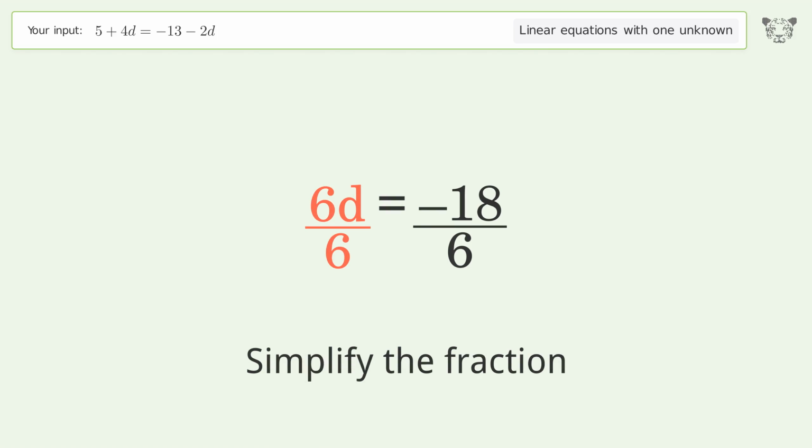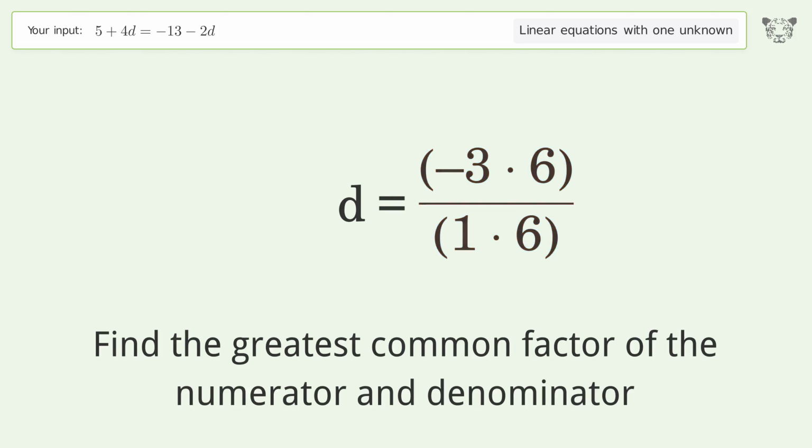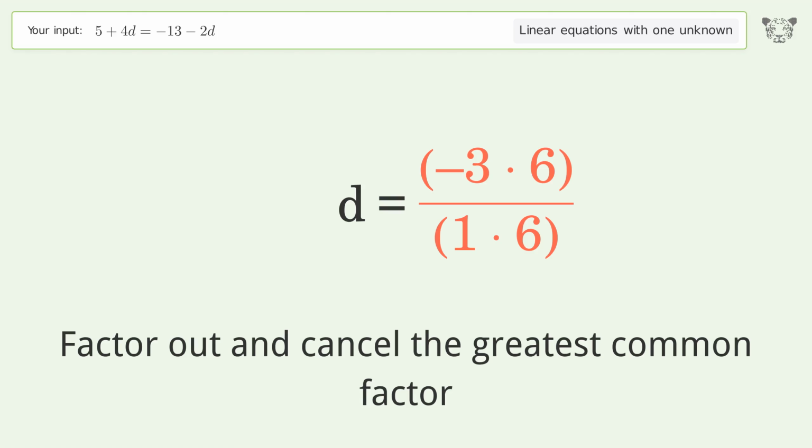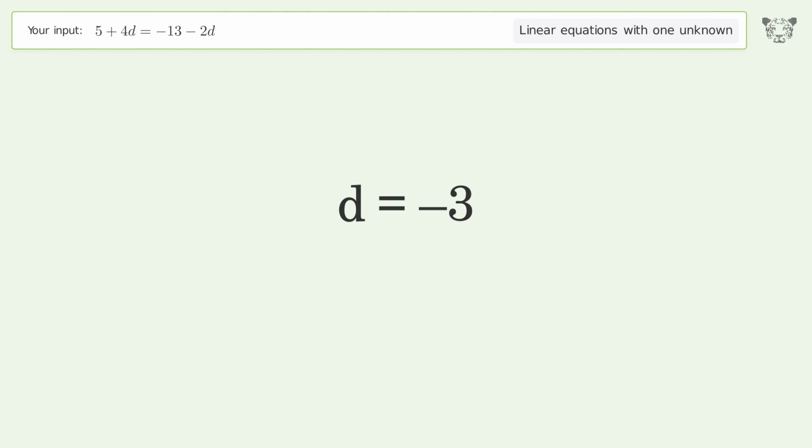Simplify the fraction. Find the greatest common factor of the numerator and denominator. Factor out and cancel the greatest common factor. And so the final result is d equals -3.